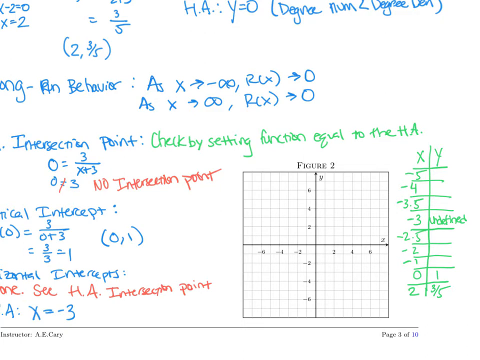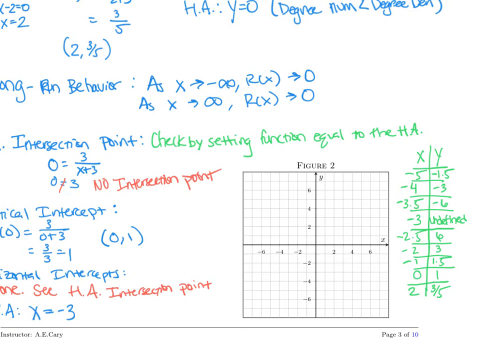Everything else, we would take these x values, plug them into our equation of 3 over x plus 3, and solve. I'm just going to give you the answers right away. I have negative 1.5, negative 3, negative 6, 6, 3, and 1.5. Now let's graph these points.